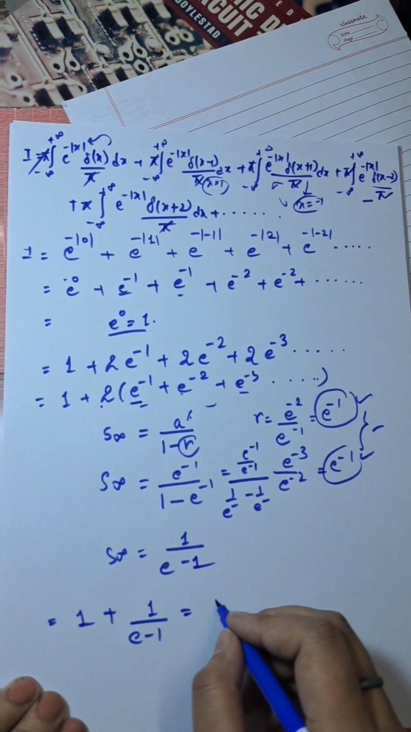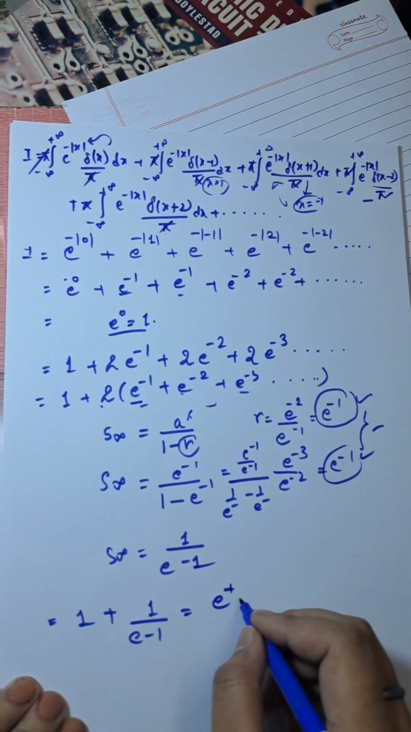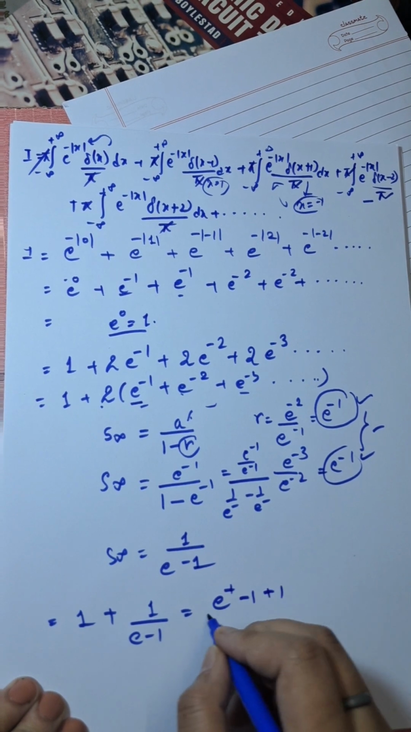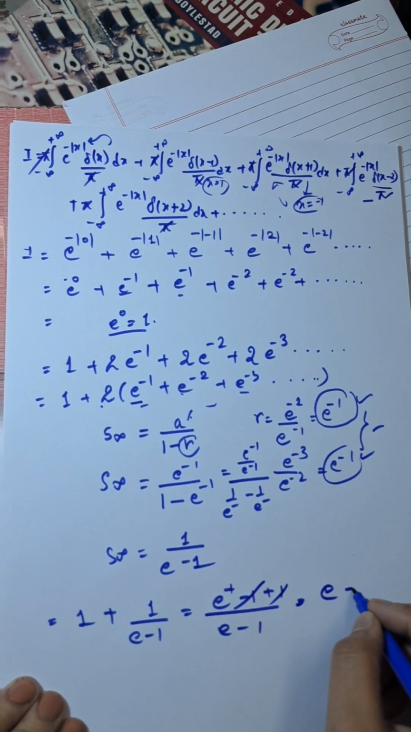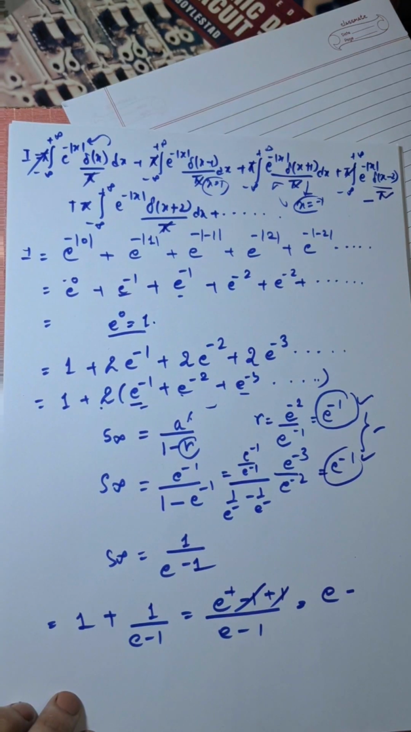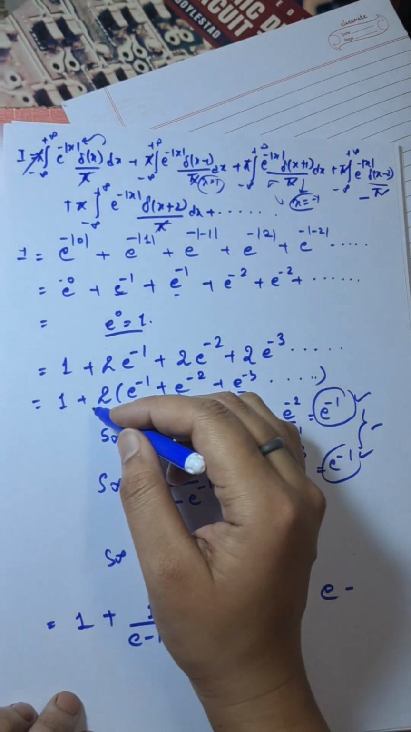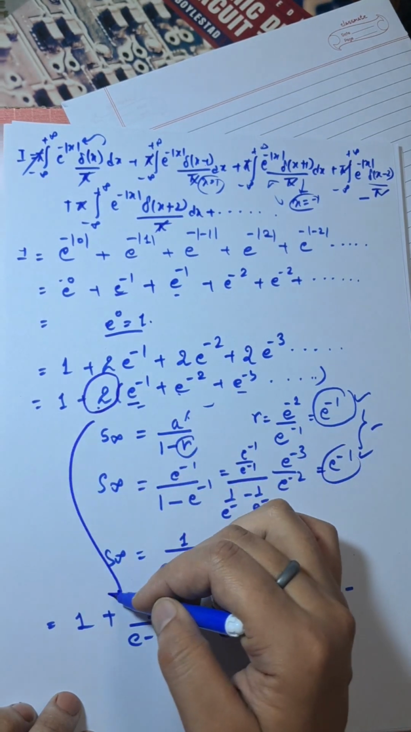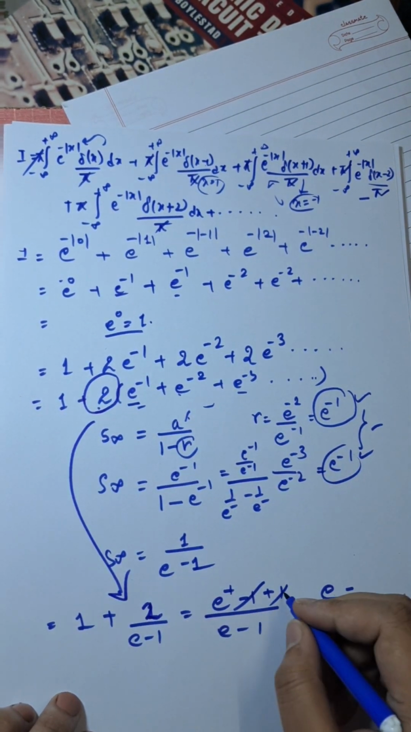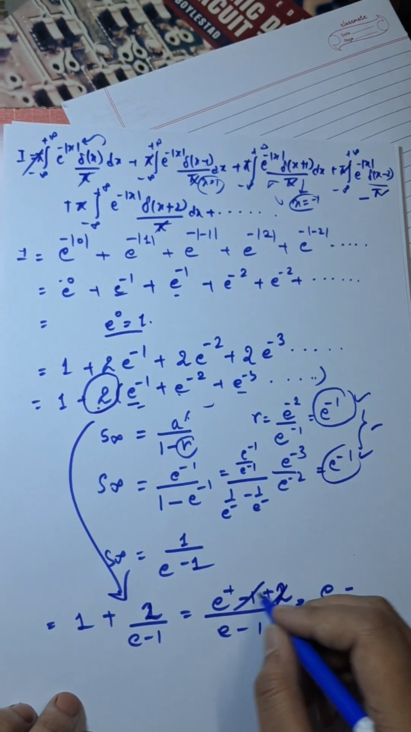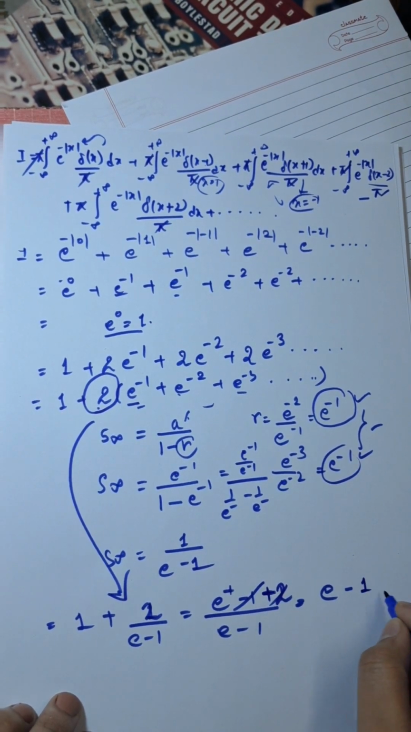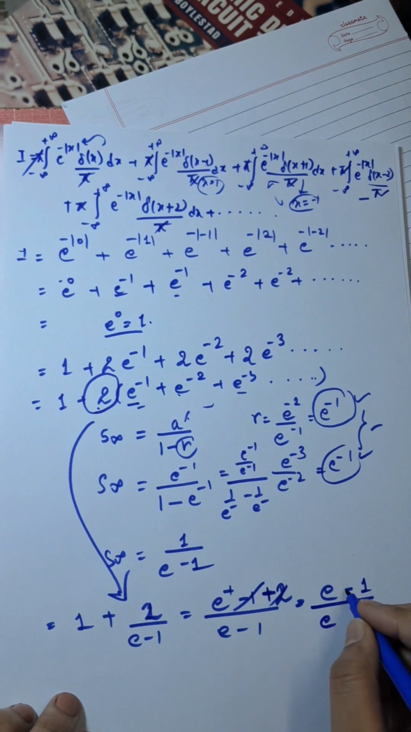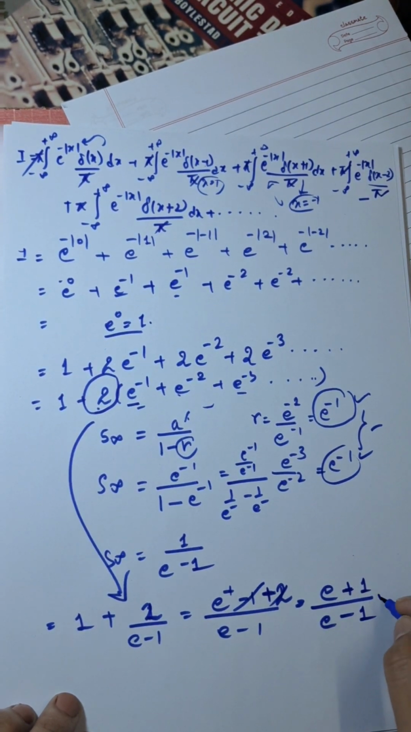Now let us solve this thing. So we'll get e minus 1 plus 1 upon e minus 1. Okay, we forgot to take this 2. Let's include it here. Then we'll get minus 1 plus 2 equals minus 1 upon, that equals plus 1 upon e minus 1.